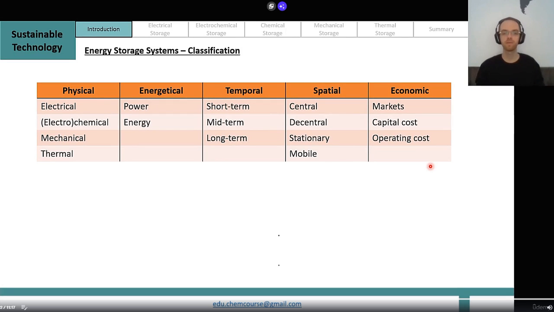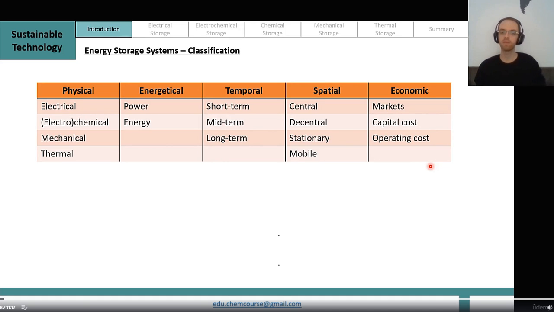Energy storage systems can be classified in multiple categories. Most typical characterizations and classifications include the physical classification, energetical, temporal, spatial, and economic classification. The typical classification in terms of physical type is that we have electrical, chemical, and electrochemical energy storages, mechanical and thermal energy storage. Regarding energetics, we can either talk about power energy storage or energy storage itself.